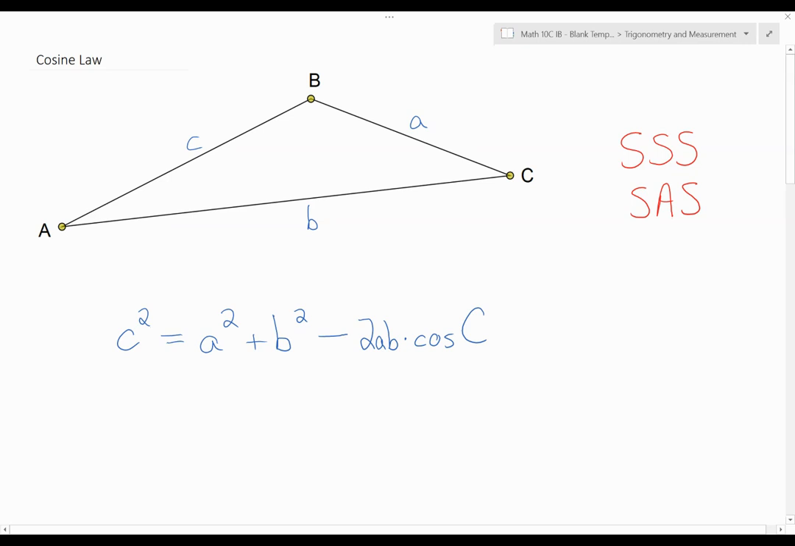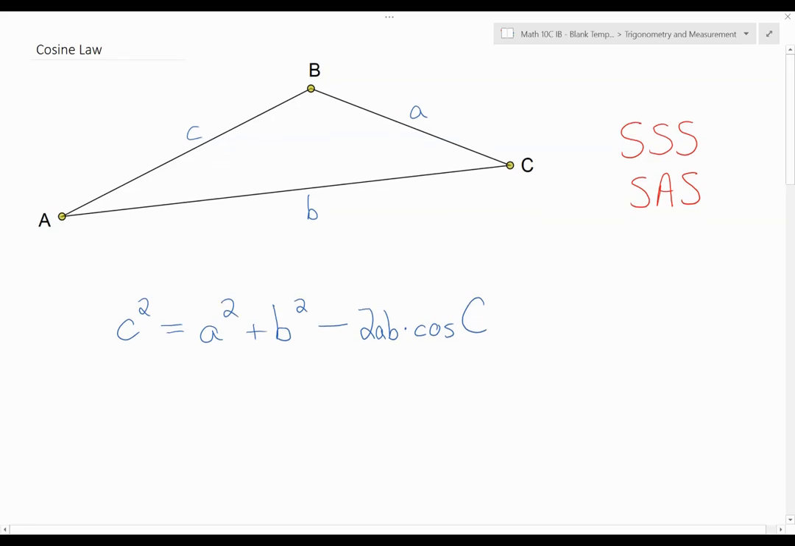So this actually is a more general form. The Pythagorean theorem is a special case of this. The Pythagorean theorem would basically be what happens if angle C is 90 degrees. Because if angle C is 90 degrees, the cosine of 90 degrees is 0, so the entire last term disappears and we end up with just C squared equals A squared plus B squared. But this form will now work in any triangle for any of the sides, regardless of whether I have a 90-degree angle or not.